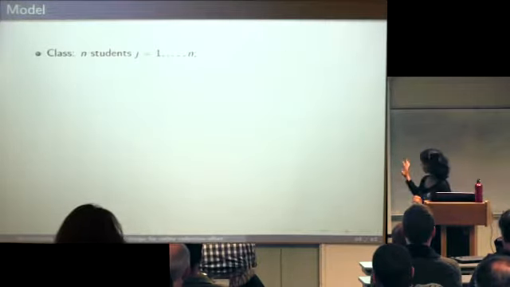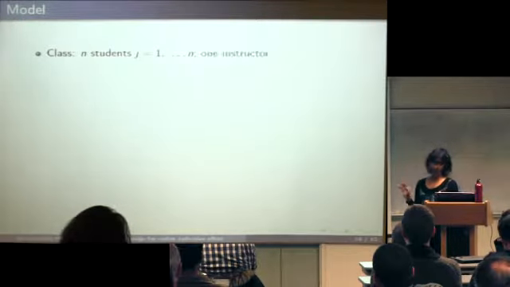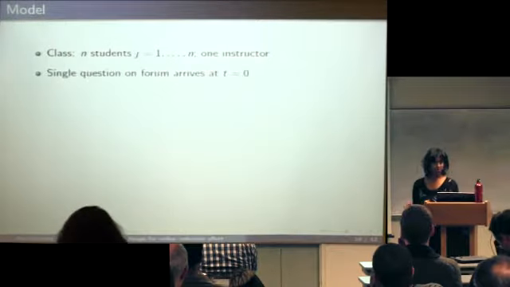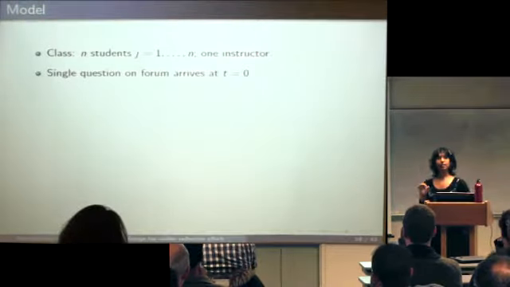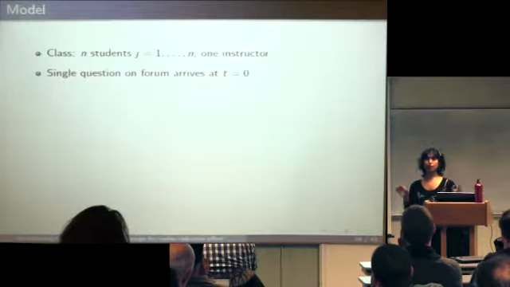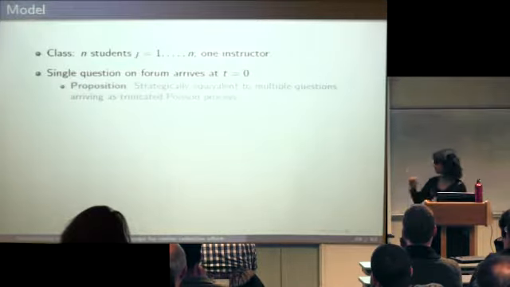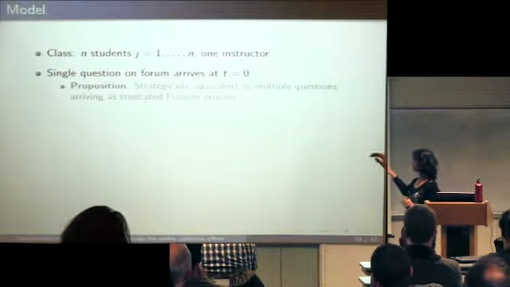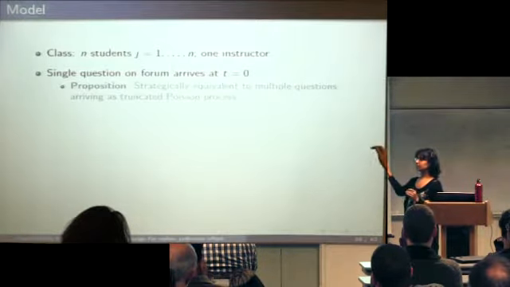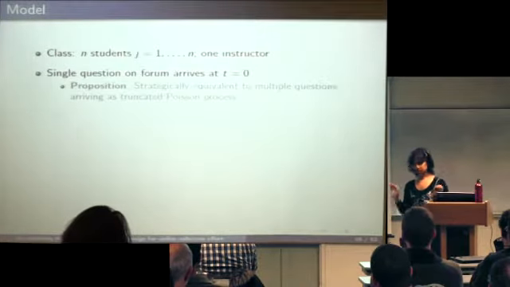So now let me just be more precise about the model. There's a class with n students, and there's one instructor. And if there's TAs and so on, we're going to think of them as one giant instructor. There's a single question on the forum, and that arrives at t equal to 0. Of course, the natural complaint is, look, there is no forum with one question. But this is actually not a complaint, because we can essentially show that even if you have multiple questions under our model, you can strategically reduce this to the question of just asking what happens with a single question.